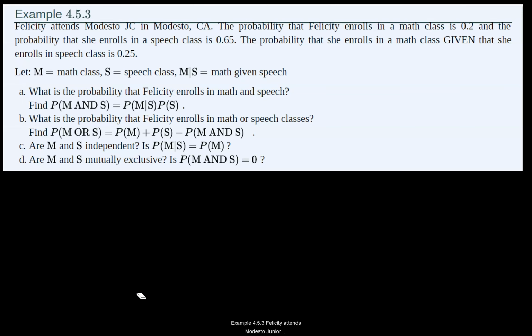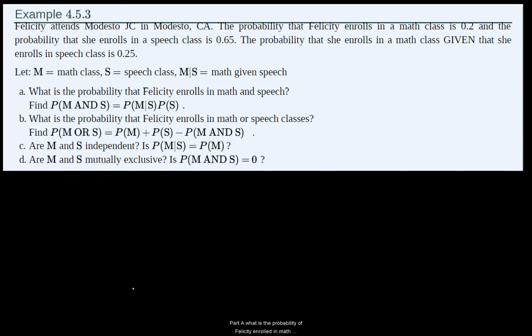Let's look at example 4.5.3. Felicity attends Modesto Junior College in Modesto, California. The probability that Felicity enrolls in a math class is 0.2, and the probability she enrolls in a speech class is 0.65. The probability she enrolls in a math class, given that she enrolls in speech class, is 0.25. So we'll refer to M as math class, S as speech class, and M given S as math given speech.